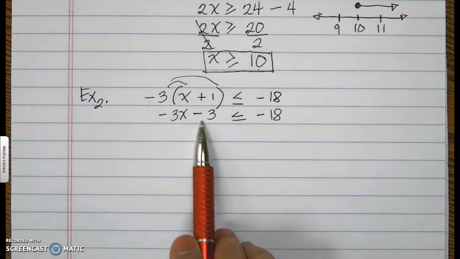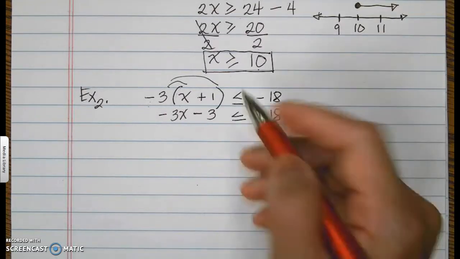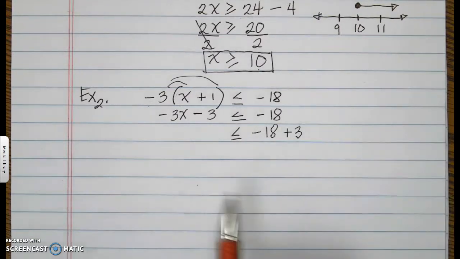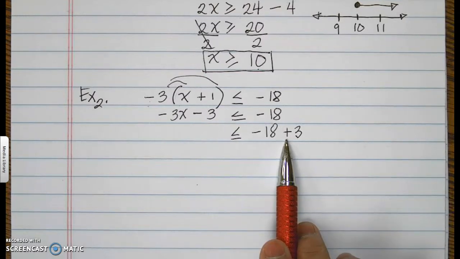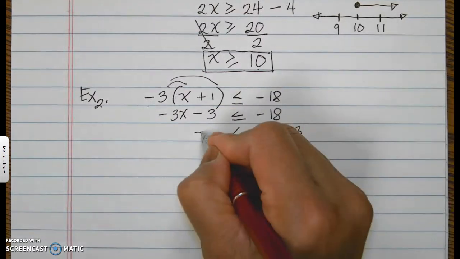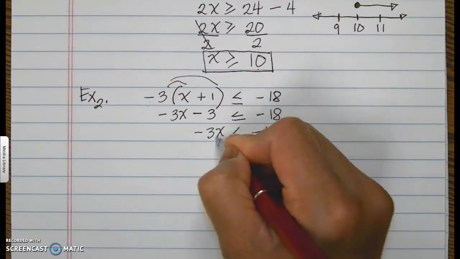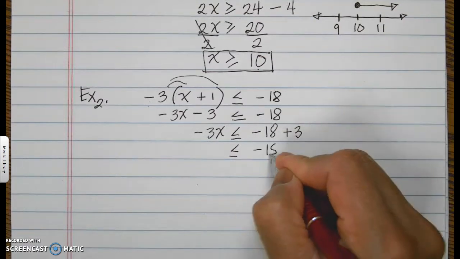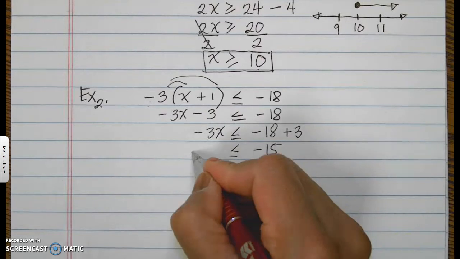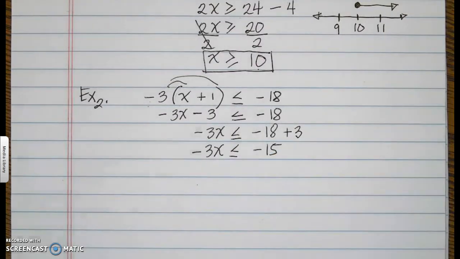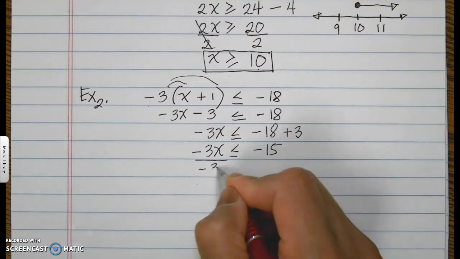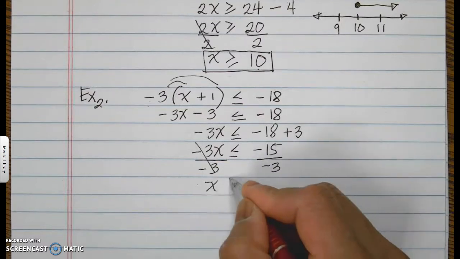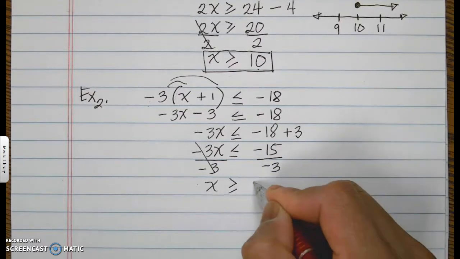To isolate this, we need to remove the negative 3 and move it to the other side. The sign of negative 3 changes to positive because it moved to the other side, and this now will remain as negative 3x. So now this will turn to a negative 15, and this is negative 3x. And I will have to divide this side by negative 3, and divide this by negative 3. And now x is greater than or equal to positive 5.